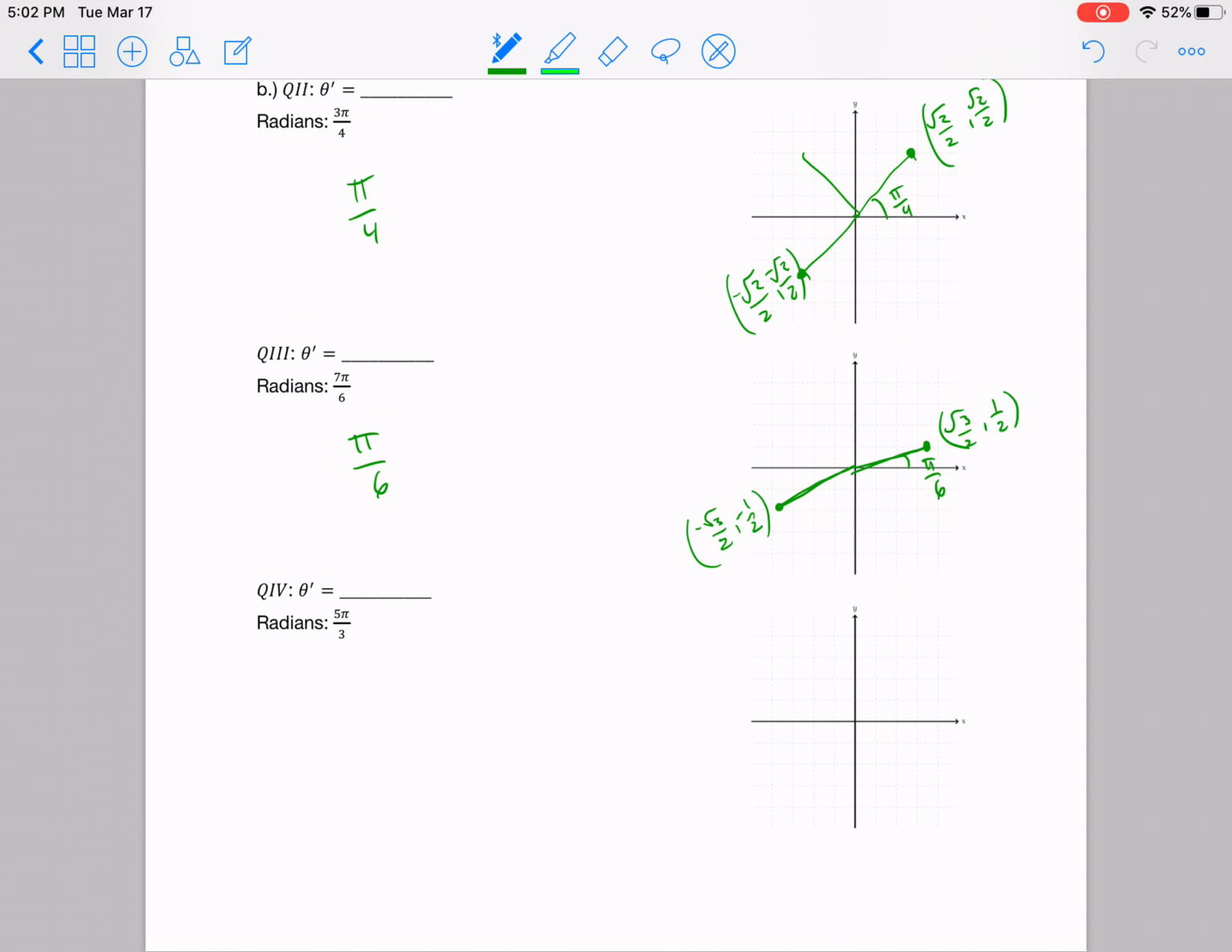And again, I'll leave this last one for you, 5 pi over 3, but I'll put the answer in for you to be able to check it with. All right, that I think does it for this section.